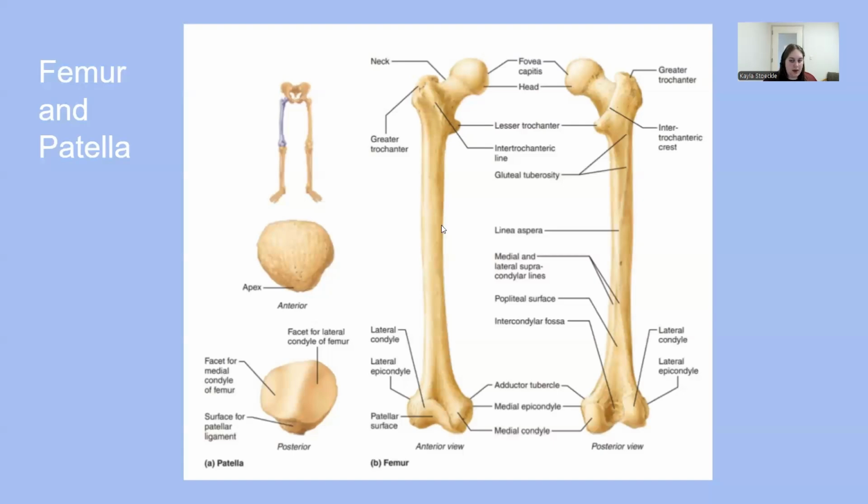the patellar surface, which is going to be down here. It's going to be the distal part of the femur, and it's going to be the anterior part of the distal femur. And this patellar surface is where the patella is going to lay to create the joint of your knee.